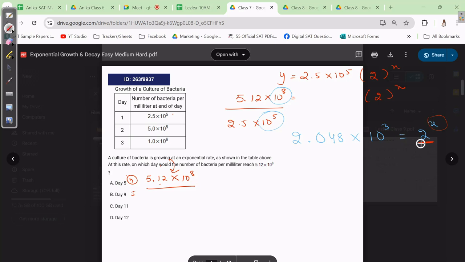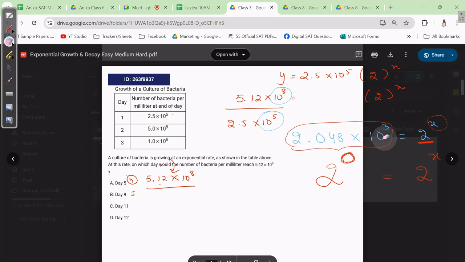Like here you have 2 raised to x, but on the other side, I have 2.048 times 10 as a base. Or, you need to make this entire thing in powers of 2, like 2 raised to something, and this will be equal to 2 raised to x, and whatever this will be, that will be the value of x. Okay, so we need to do that.